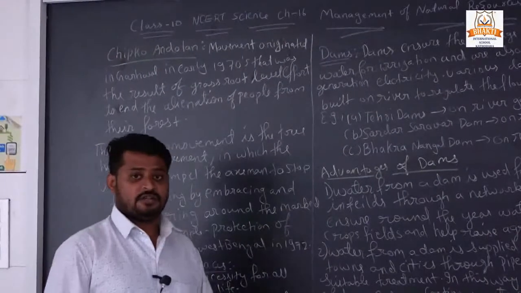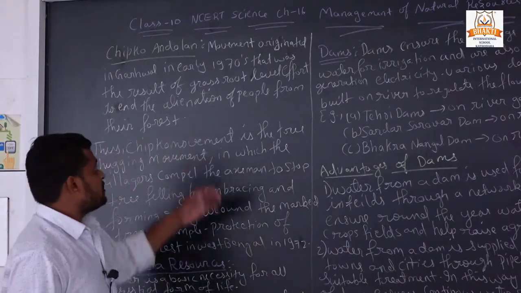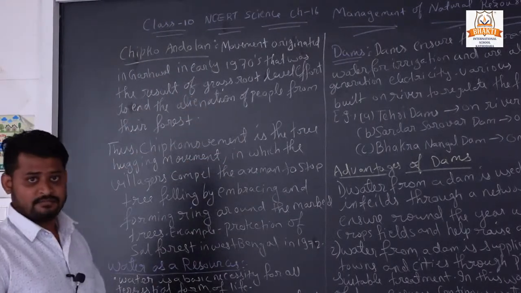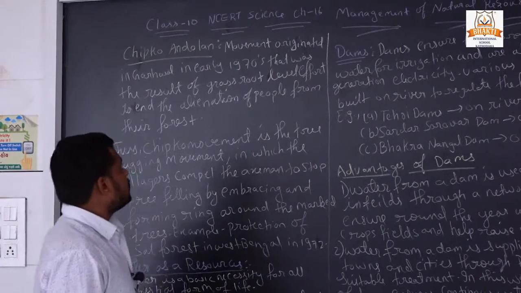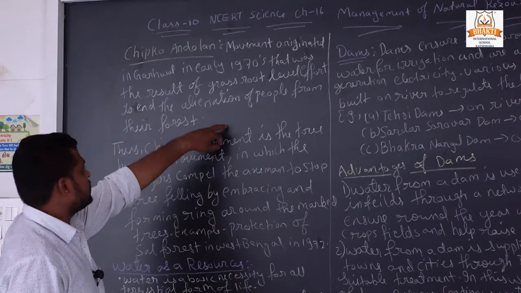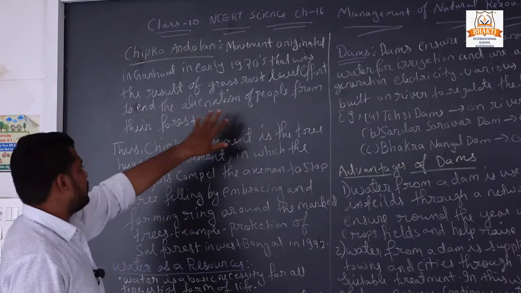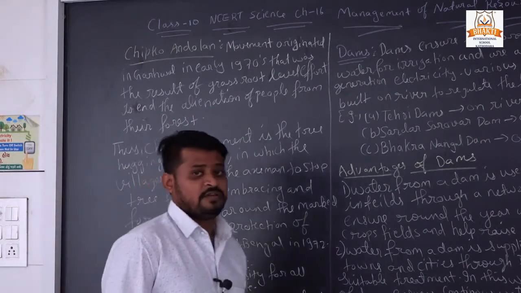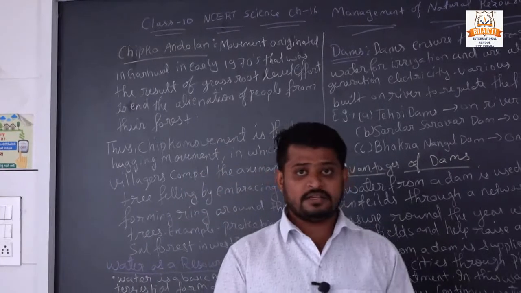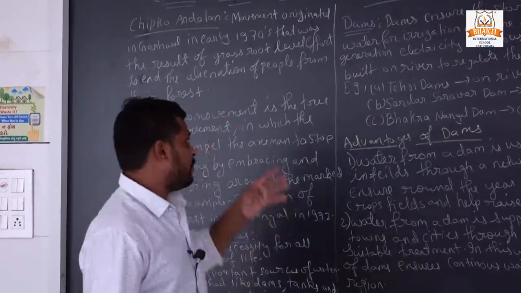Now we discuss the national award named after Amrita Devi Bishnoi, and this is the second andolan, the Chipko movement. It was also for saving trees, and it happened in the 1970s, the result of a grassroots level effort to end the alienation of people from their forests. I told you a story about Amrita Devi, and the same story happens here also.